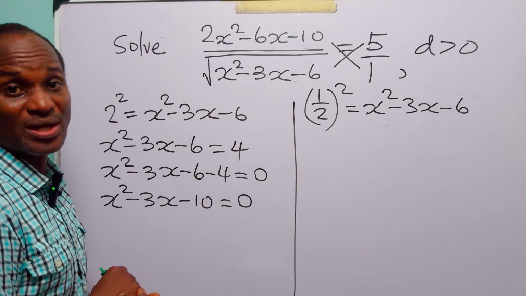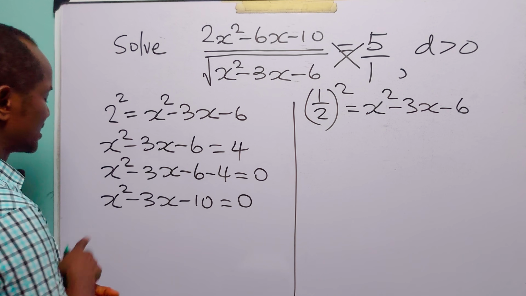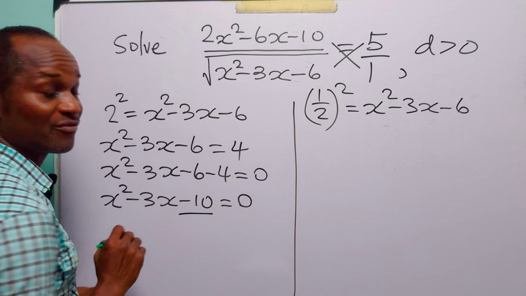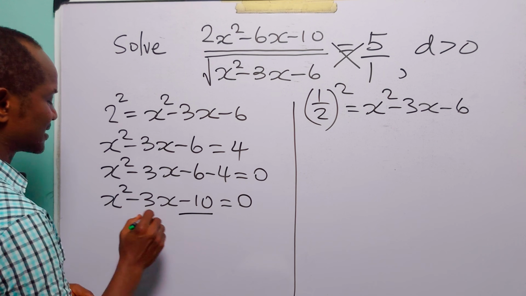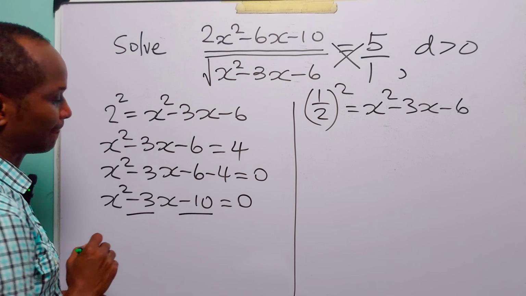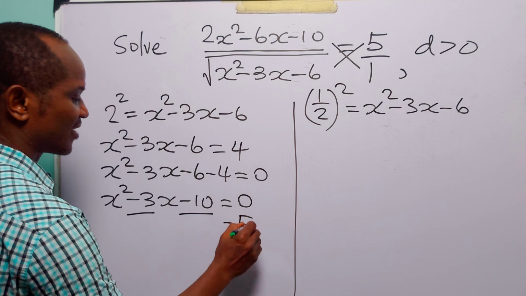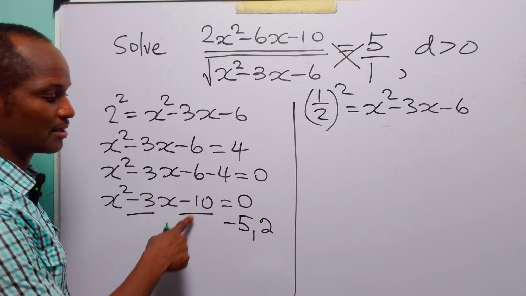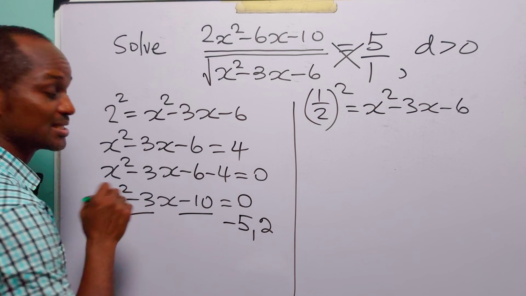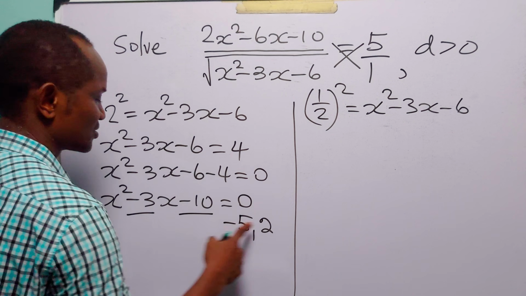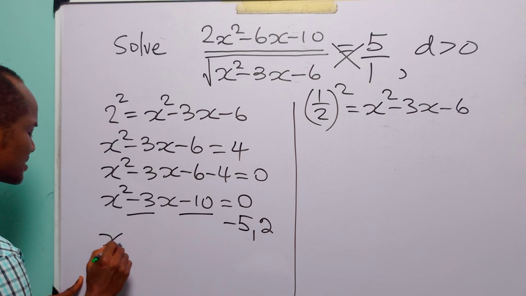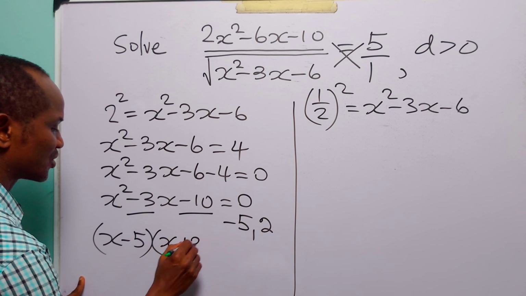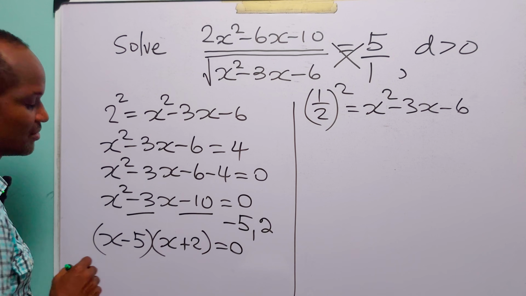Now we can solve this quadratic equation by factorization. Since the coefficient of x squared is 1, all we need to do is to find the factors of minus 10 that add up to minus 3. Now we have minus 5 and 2. Minus 5 times 2 is minus 10. Minus 5 plus 2 is minus 3. So when we factorize, we have x minus 5 multiplied by x plus 2 is equal to 0.